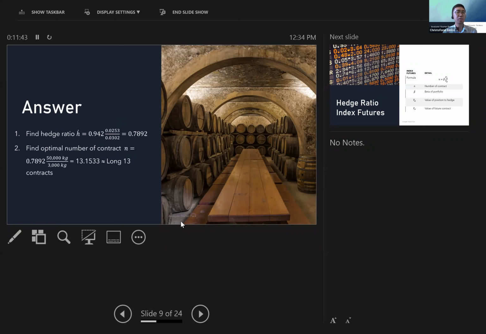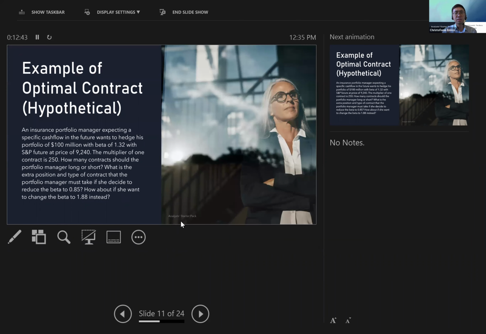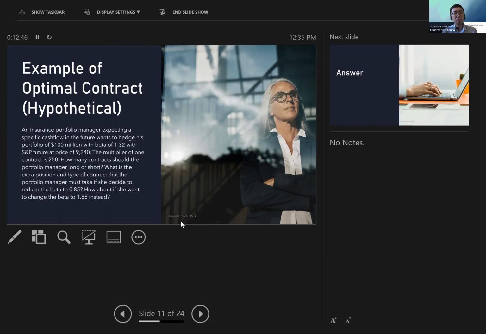And this is if you have the hedge ratios, but instead of a forward, you have a futures index. So it's an index. You can use the beta of your portfolio instead of the hedge ratio. So for example, if you use this for the S&P 500 index, you can use the beta for the S&P 500. Let's say we have this example. An insurance portfolio manager is expecting a specific cash flow. So she's expecting a payment in the futures. So what is this contract then?